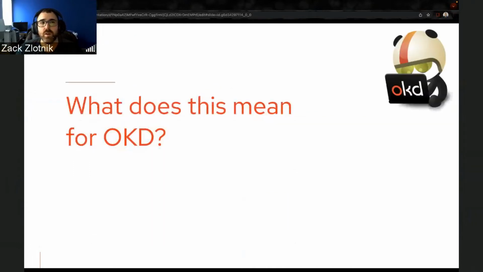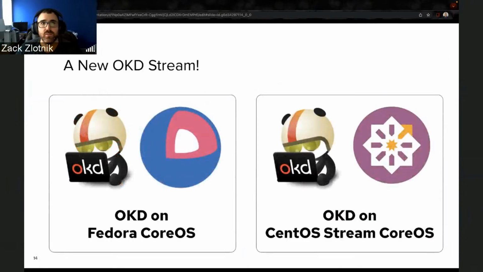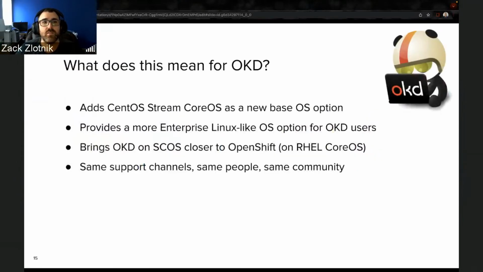And so, what does all of this mean for OKD? In short, there are now 2 OKD release streams. There's the original OKD on Fedora CoreOS, which everyone knows and loves, and there is now OKD, which is based on top of CentOS Stream CoreOS. And so this is a purely additive change. And what this means is you can now choose which underlying base operating system to run your OKD cluster on.